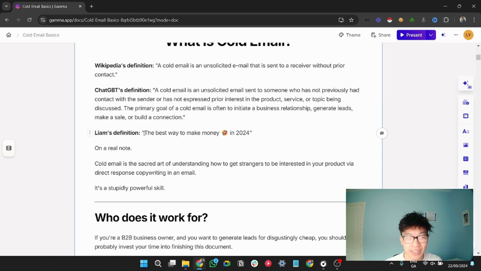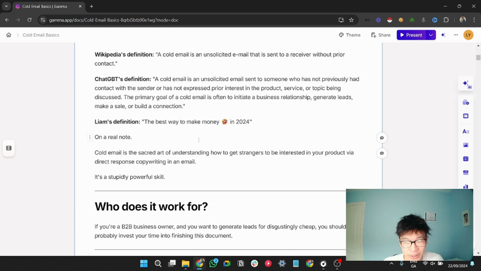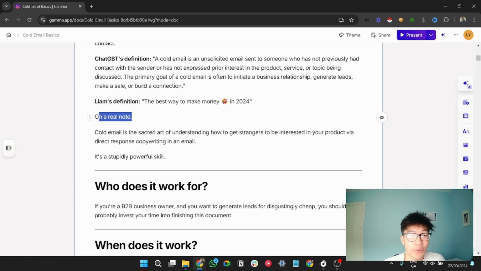And then my definition is it's the best way to make money in 2024. And I genuinely think that if you're trying to figure stuff out, it's a good strategy to start. I'll go through why. So on a real note, cold email is the sacred art of understanding how to get strangers to be interested in your stuff via direct response copywriting in an email. And it's really, really broken.